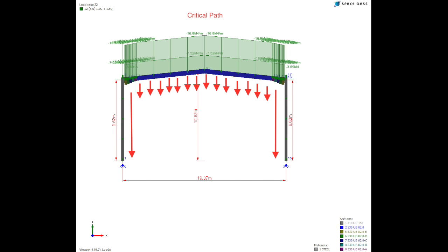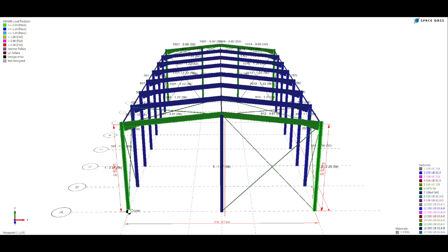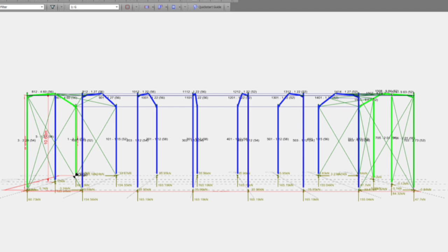This is the critical load path, displaying 120% of dead load combined with 150% of live load, resulting in the failure of the structure. To solve this, larger columns and rafters were systematically applied and tested in Space Gass until the final viable design was produced. Bracing was only necessary at the end segments to stabilize the structure and improve performance for lateral loading.